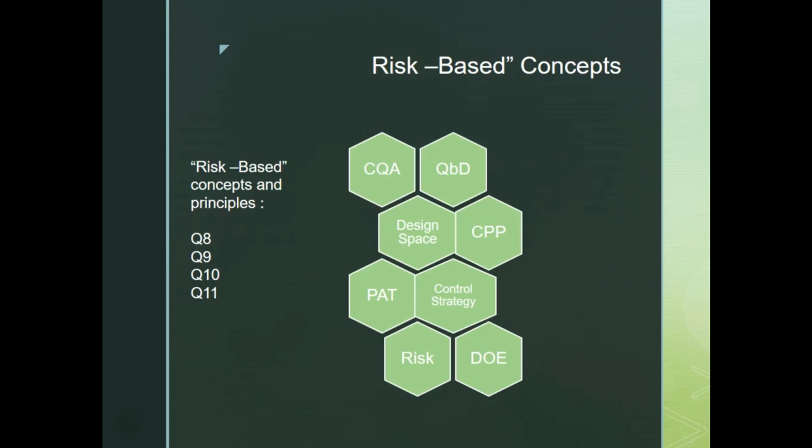So your risk-based concept includes key terminology like CQAs, critical quality attributes, QbD, your design space, critical process parameters, PAT, process analytical technology, a good control strategy, risk-based concepts, a risk-based approach, as well as DOE, design of experiment. And all of these key terms are found in the ICH guidelines Q8, 9, 10 and 11. So we are bound by regulations to follow as and when we can these particular guidance documents.